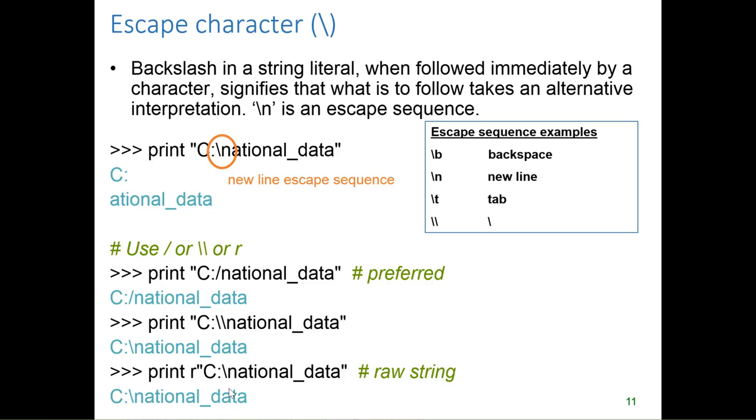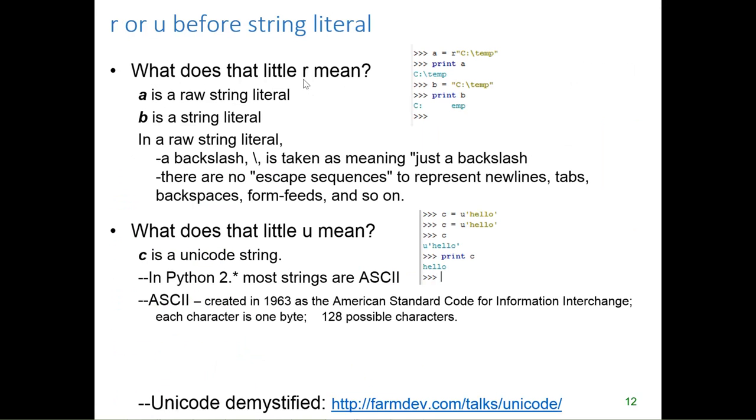Or we can use a little r right in front of the string literal, and that will be interpreted as a raw string. It'll say ignore any of the things that you see as escape sequences in here and take it as what the letters are. So this comes up a lot because we're working with data paths a lot.